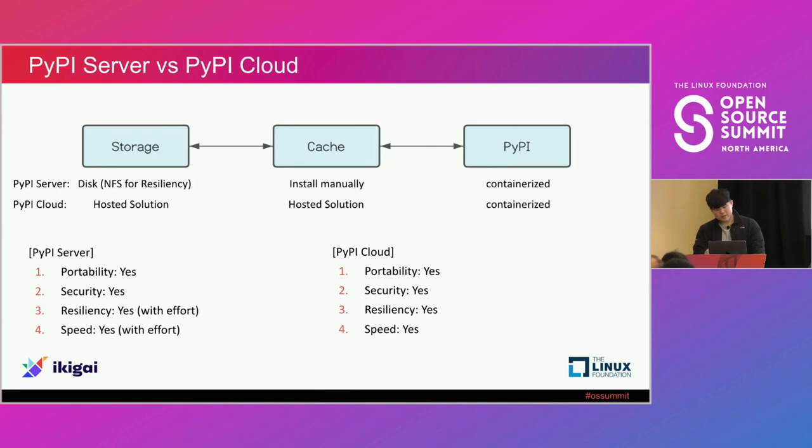So PyPI Cloud, portability, security, exactly the same thing with PyPI Server. So yes, it's there. The beautiful thing about PyPI Cloud is resiliency and speed just follow with it. So storage, since you're using S3, GCS, this hosted solution, you don't have to worry about setting up your NFS server or something like that. And speed, the caching layer is default here, so you automatically get speed without doing anything by yourself.